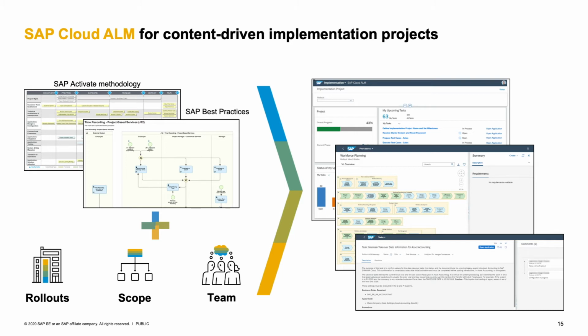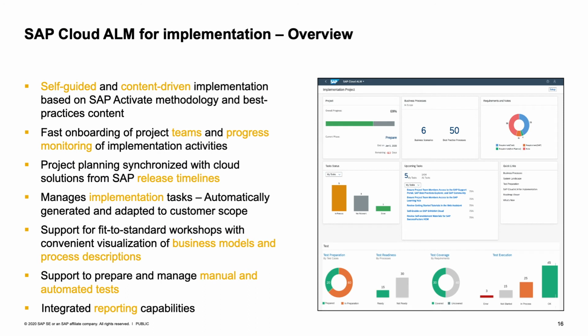And how do we do that? We know what that person has as a role in the project, and we assign that person to a role, and it automatically assigns them the relevant tasks from Activate. In a similar way, you can use the scoping activity and scope the best practices for the particular scope of the business process that you're implementing. So SAP Cloud ALM provides you with a project environment that supports your project team in understanding where they are in execution of these implementation tasks.